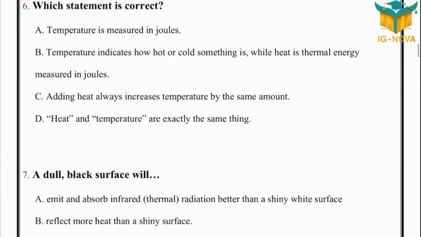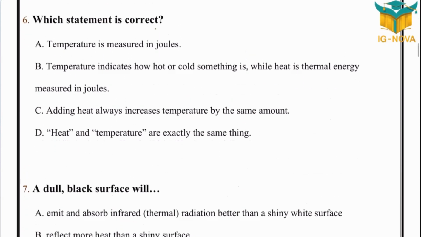Question 6. Which statement is correct? Temperature is measured in joules. No, temperature is measured in Celsius. B. Temperature indicates how hot or cold something is. Yes, how hot or cold an object is, is the indicator for the amount of heat, while heat is thermal energy measured in joules. I'm going to go for it.